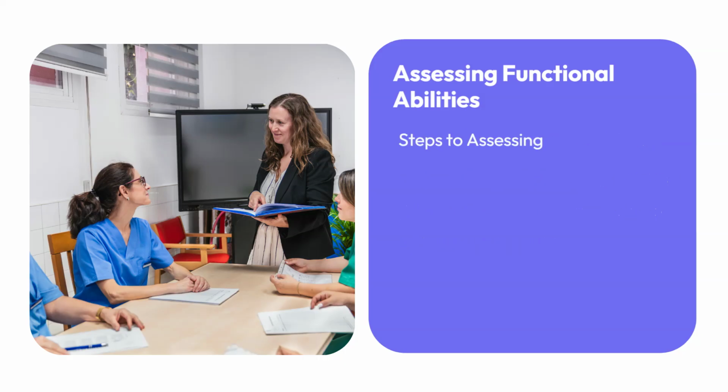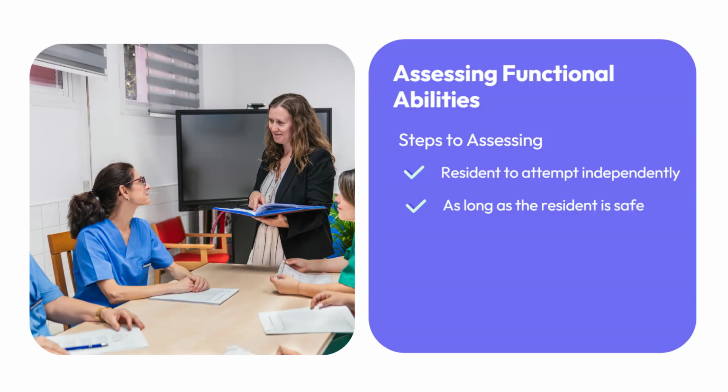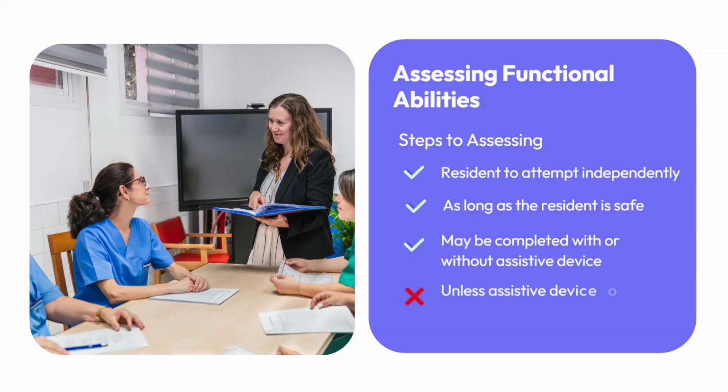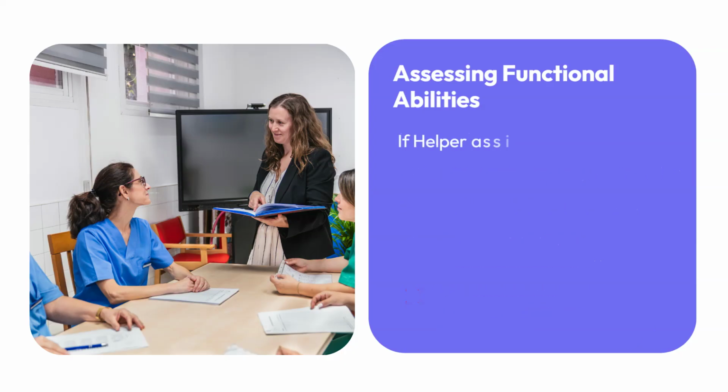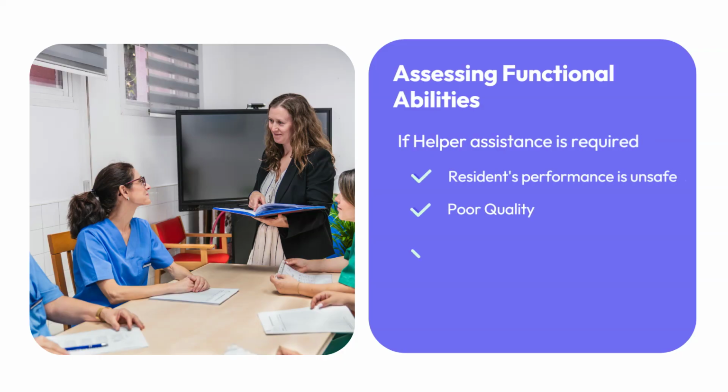The steps to assessing each activity will begin by allowing the resident to complete every activity as independently as possible, as long as they are safe, regardless of how the resident performed the activity prior to the current illness, exacerbation, or injury. Activities may be completed with or without assistive devices or equipment, unless the assistive device or equipment is only available during therapy or while working with rehab, for example parallel bars. If helper assistance is required because the resident's performance is unsafe or of poor quality, score according to the type and amount of assistance provided.